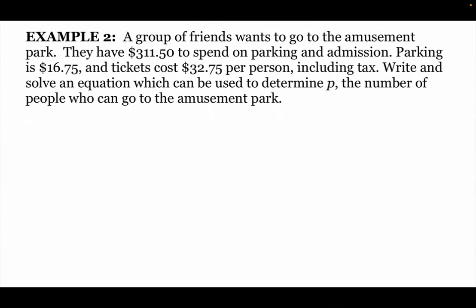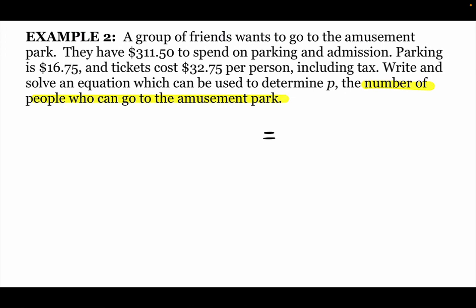A group of friends wants to go to the amusement park. They have $311.50 to spend on parking and admission. Those are the two costs, parking and admission. Parking is $16.75. Tickets are $32.75, including tax. So tax is already in there. So we have to build and solve an equation. There's our word right there, equation. So it's going to be equals, which can be used to solve for P. So we're going to solve for the number of people who can go to the park. How many people can I take to the park total given those things?